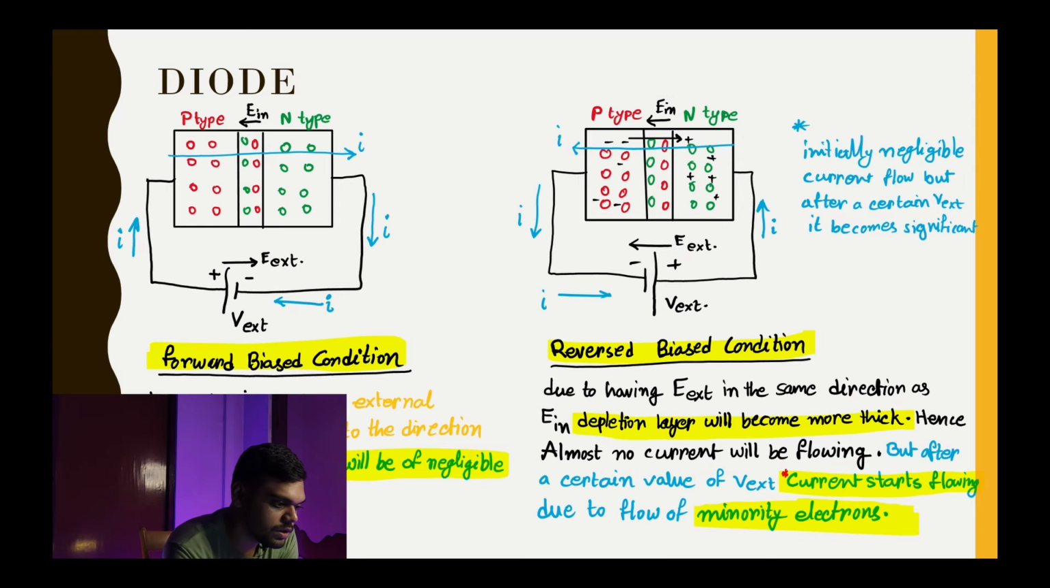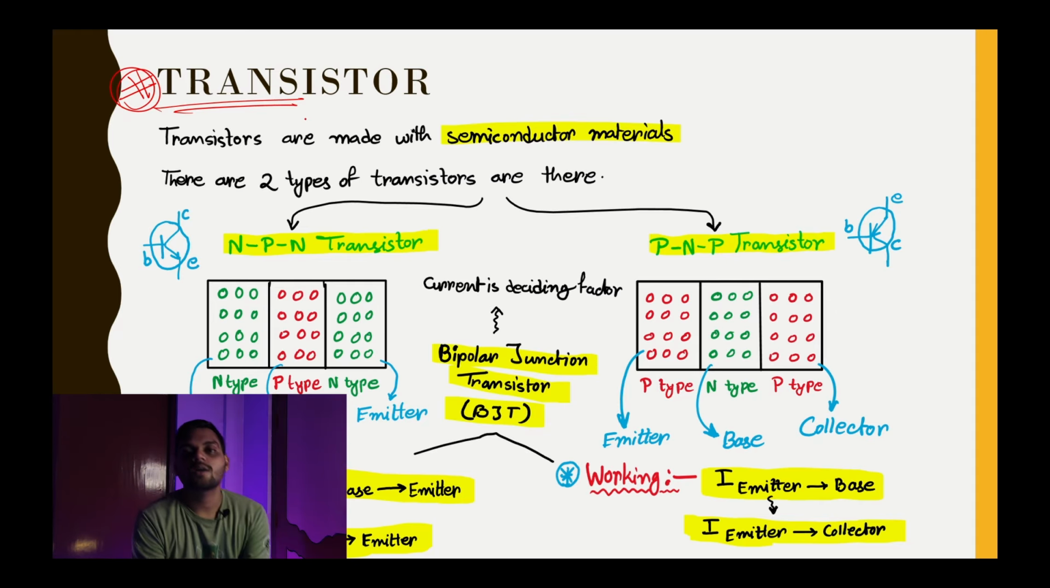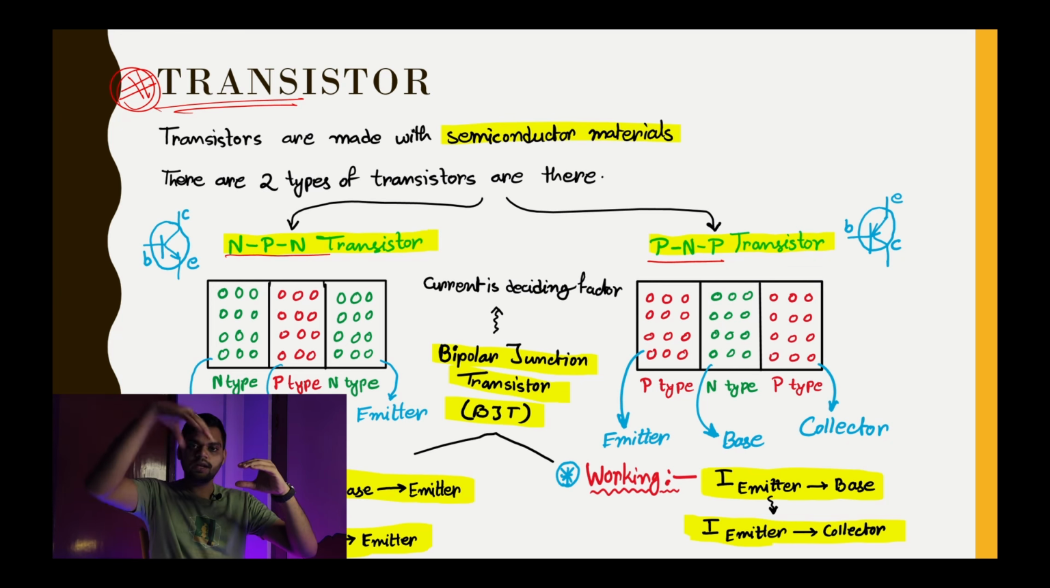Now let's move to the next slide. Now we have transistors. Yeah, these are so much important. Okay, so transistors are also made up of semiconductor materials. There are two types of transistors, as you can see, NPN transistors and PNP transistors. You may notice that NPN means n-type semiconductor, p-type semiconductor, and then again n-type semiconductor. A p-type semiconductor is in between two n-type semiconductors.